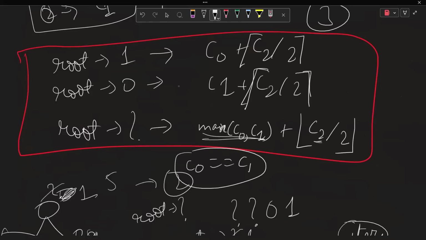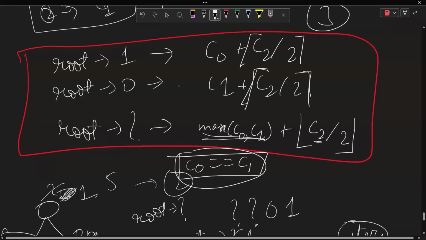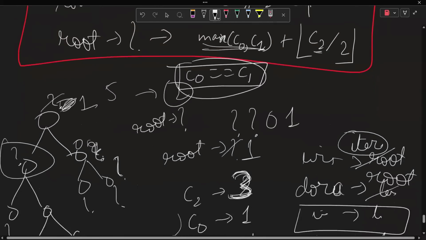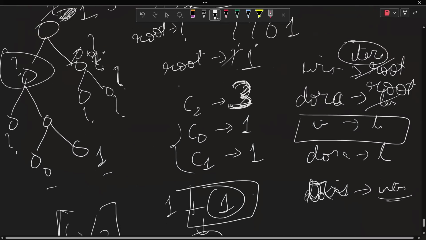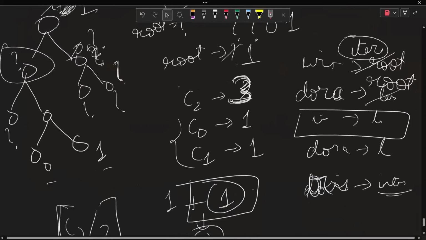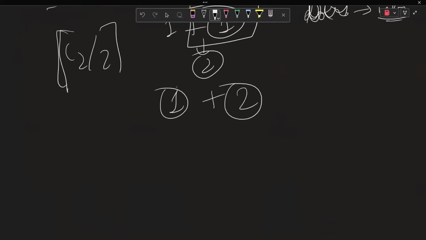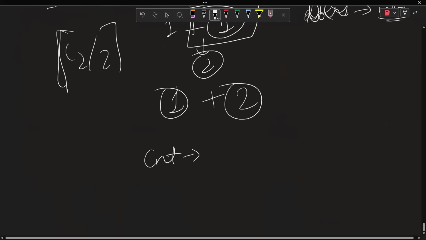So the game would always start with Iris choosing the root node. But if they are equal, then choosing the root node would not change your answer, so they would first try to give the chance to the opponent. So again, if there were 2 intermediate nodes here, if this was also a question mark, then Dora would also choose an intermediate node and give the chance to Iris, and it would become floor. So with CNT, I am representing the number of intermediate question marks.